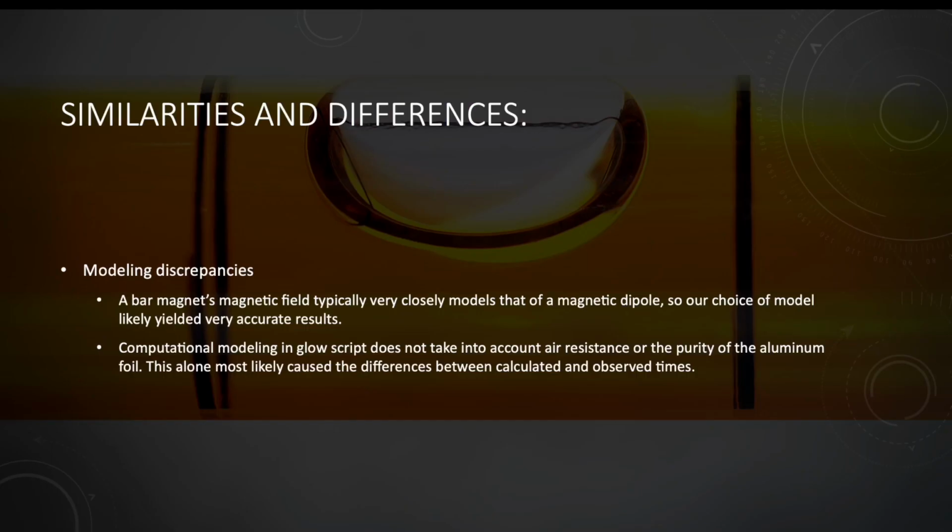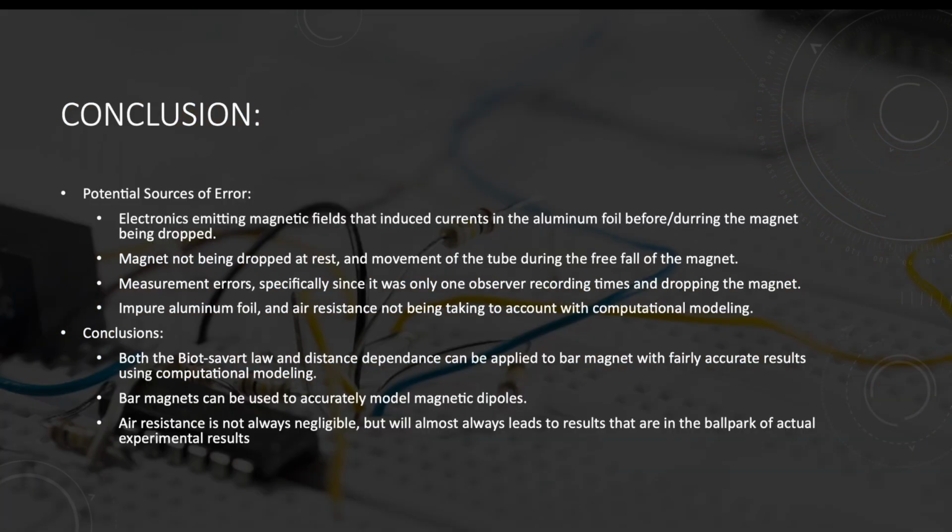Similarities and differences, modeling discrepancies. A bar magnet's field typically very closely models that of a magnetic dipole, so our choice of modeling likely yielded very accurate results. Computational modeling in GlowScript does not take into account air resistance or the purity of the aluminum foil. This alone likely contributed to the differences between calculated and observed times.